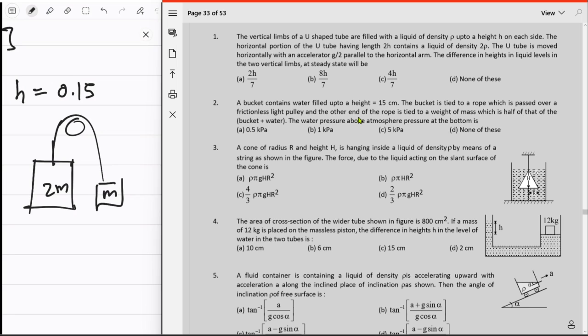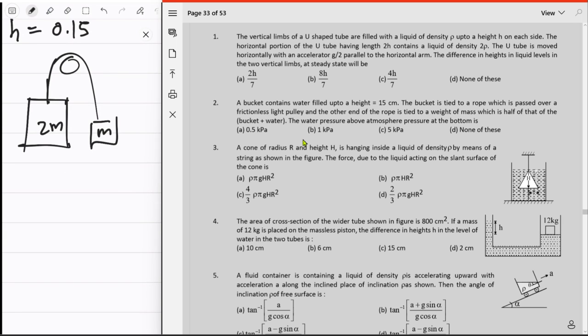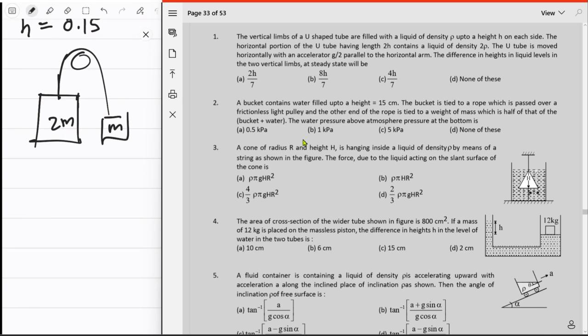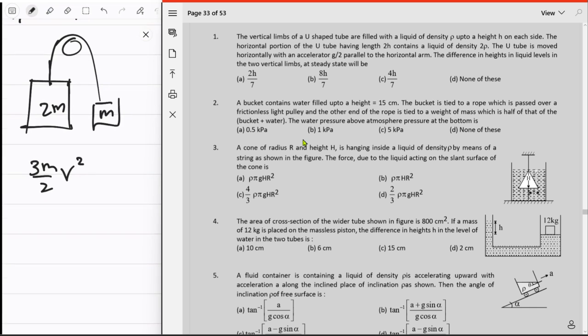Okay, the water pressure above the atmospheric pressure at the bottom is required. Just figure out the acceleration. So how do you get that? We don't need to do energy actually. It's just a single string system. So you can of course do that, but whatever. It's going to be 3m upon 2 times v squared, right?